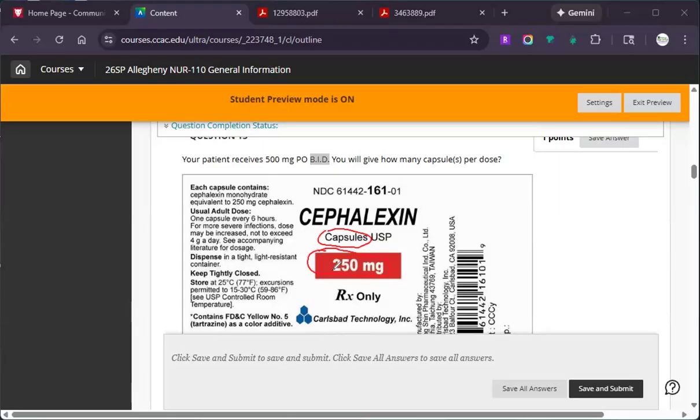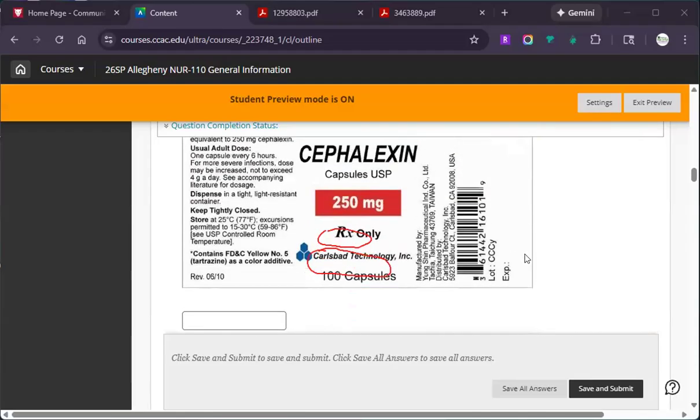What you don't want to get hung up on is sometimes it'll tell you something else. Let me pull this up here. Sorry. So it comes in capsules. The strength is 250. And then it tells you in the whole bottle there's 100 capsules.